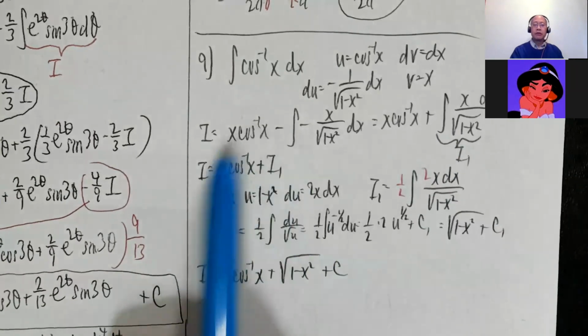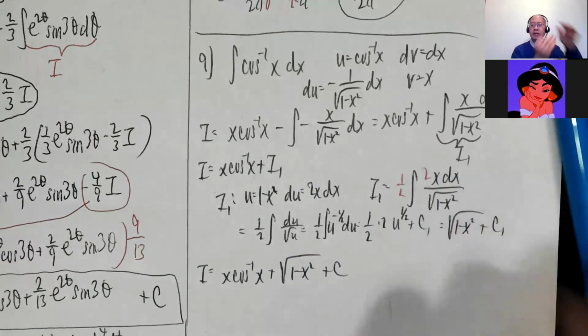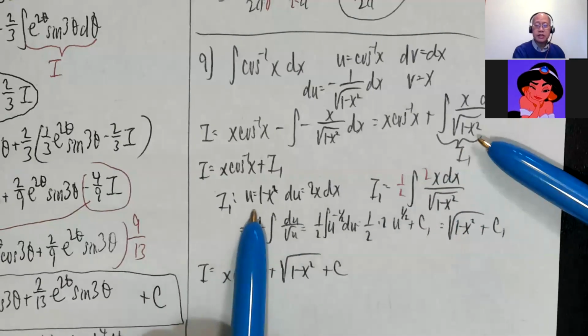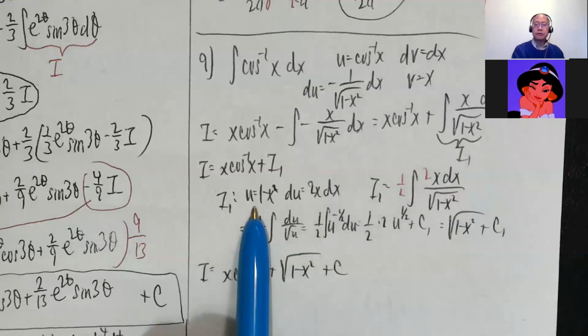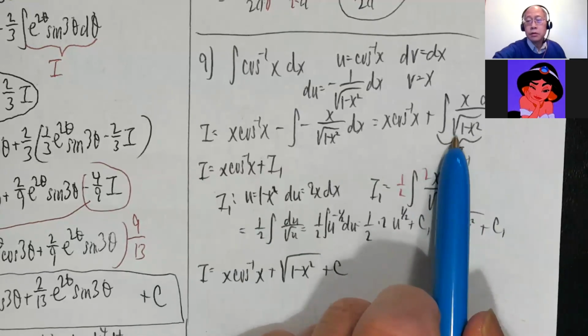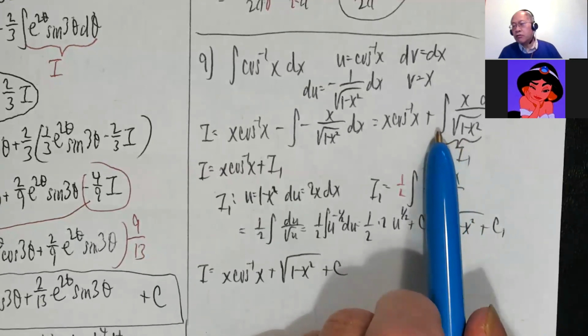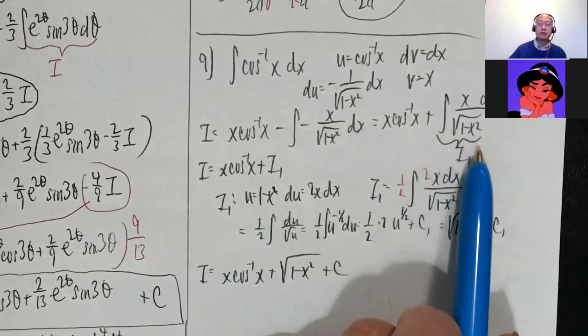So my original integral I is this, and then I take a little timeout, figure out I1. Okay, so u equals 1 minus x squared. Don't include the square root. If you include the square root, you have to do the chain rule. I'm going to end up integrating radical u in the denominator. That's okay. That doesn't bother me.